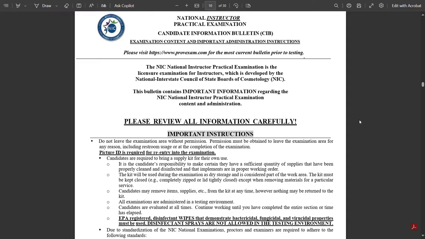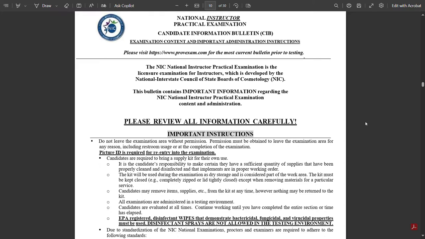The information in this video, even though I'm in North Carolina, so I may talk about that a little bit, is going to apply to all states that have the NIC exam. This is also going to apply to all disciplines. The teaching exam is going to be the same for a cosmetologist, an esthetician, and so on.